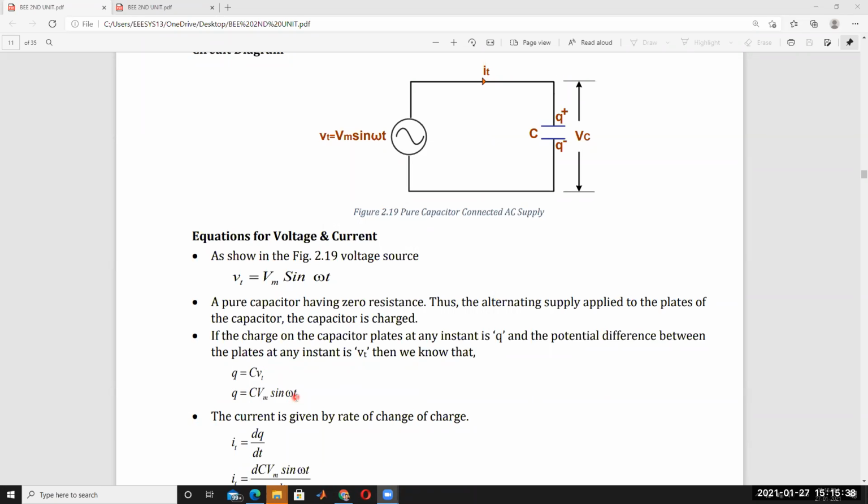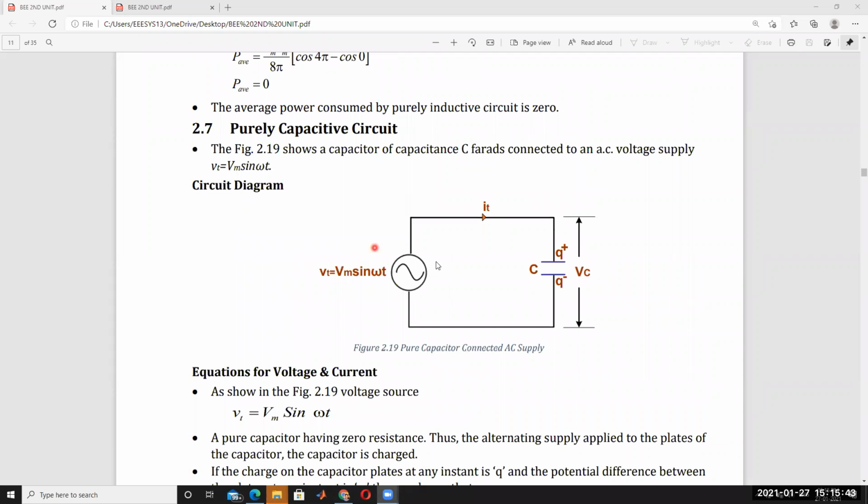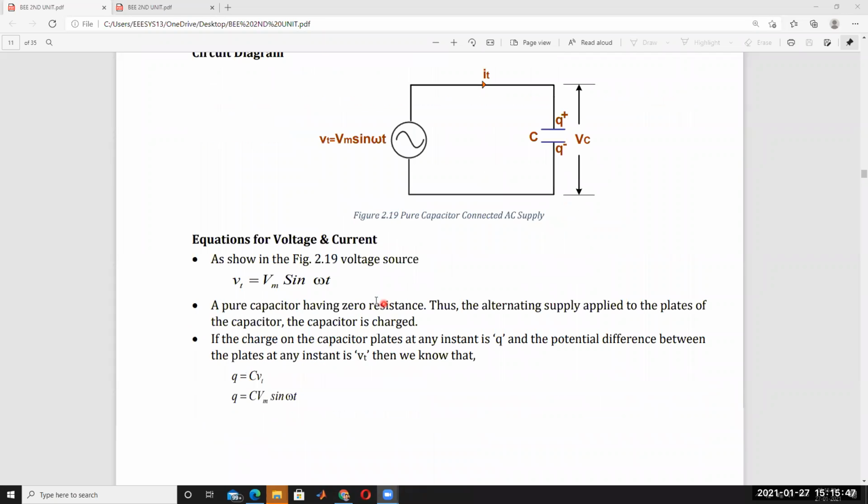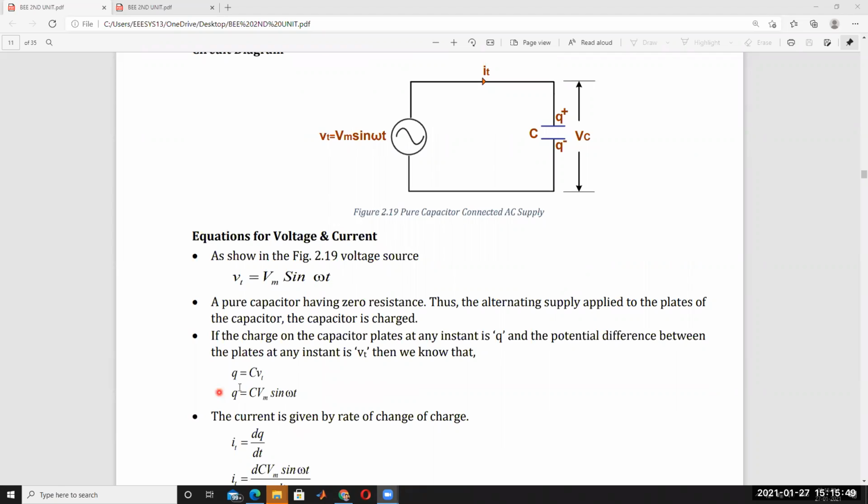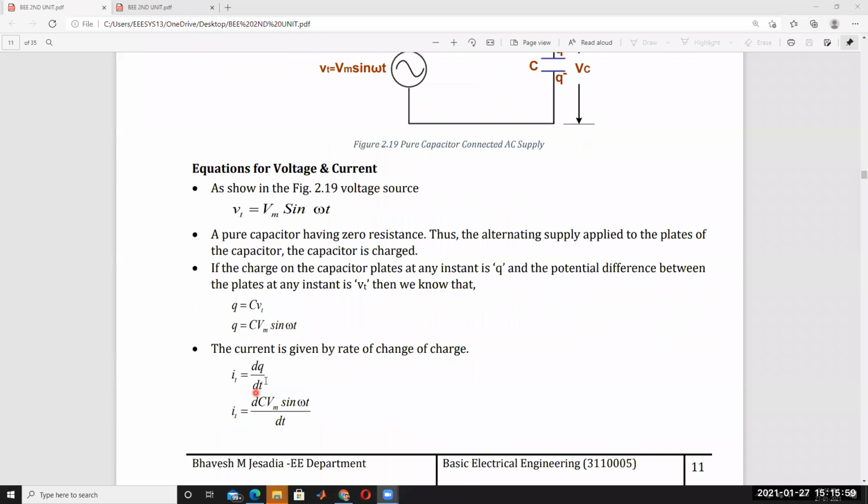All of you do it fast. Okay, this is called the purely capacitive circuit. So the supply voltage is Vt is equal to Vm sin omega t, and the charge across the capacitor is Q is equal to C into Vt. Substitute Vt here, then Q is equal to C Vm sin omega t. Then It is equal to dq by dt. You know well, I is equal to dq by dt. Change in charge by time is called current.